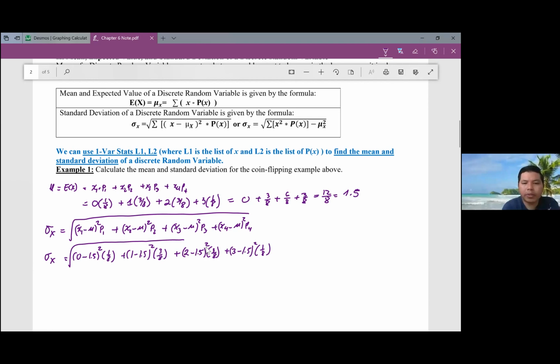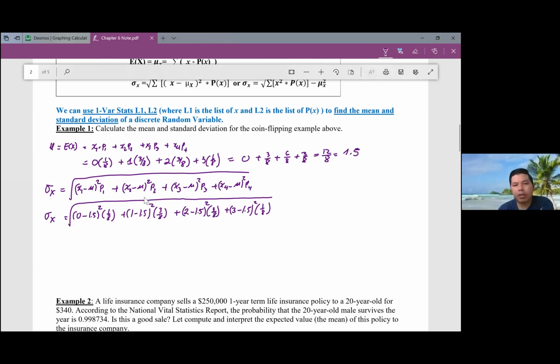Again, we still look at all the possibilities: 0 heads, 1 head, 2 heads, and 3 heads. We put all of that together, with the mean we just found, and the probabilities are still 1/8, 3/8, 3/8, and 1/8. That concept doesn't change.